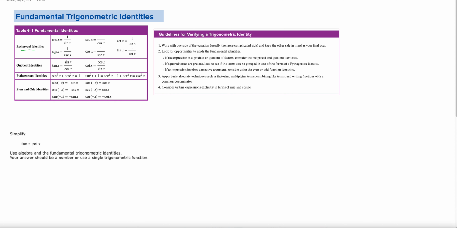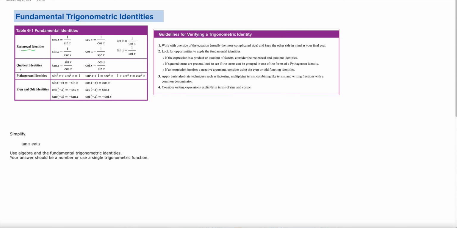So we can write, sine x is the same as 1 over cosecant x. Cosecant x is the same as 1 over sine x. Likewise, when we originally defined secant x, we think of that as 1 over cosine. Well, we can also think of cosine x as 1 over secant x. And then the same is true with cotangent and tangent.